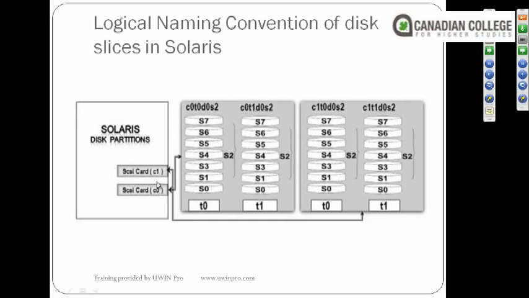And this one is connected to C1. So it's going here. This is called C1, T0, D0. And S2 is the entire Solaris partition. These are the slices inside. Yes, slice 2 is the entire Solaris partition. This is what you learned so far.